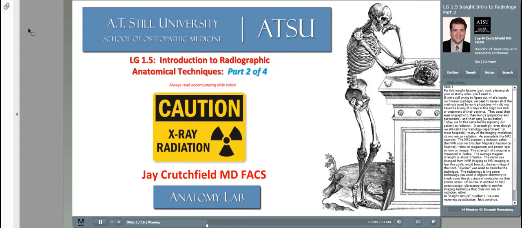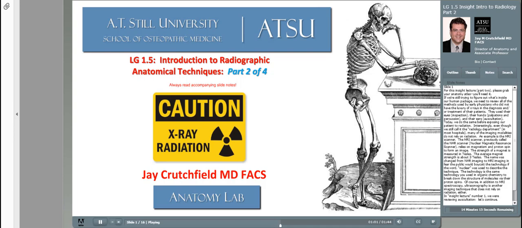Today, we do the same before exposing our patients to radiation. Interestingly, even though we still call it the radiology department in most hospitals, many of the imaging modalities do not rely on radiation. An example is the MRI scanner. The MRI scanner, previously called the NMR scanner, i.e. nuclear magnetic resonance scanner, relies on magnetism and proton spin to form an image.